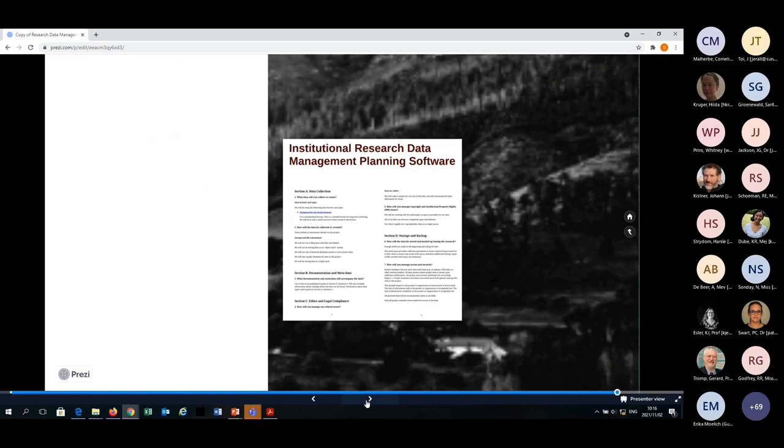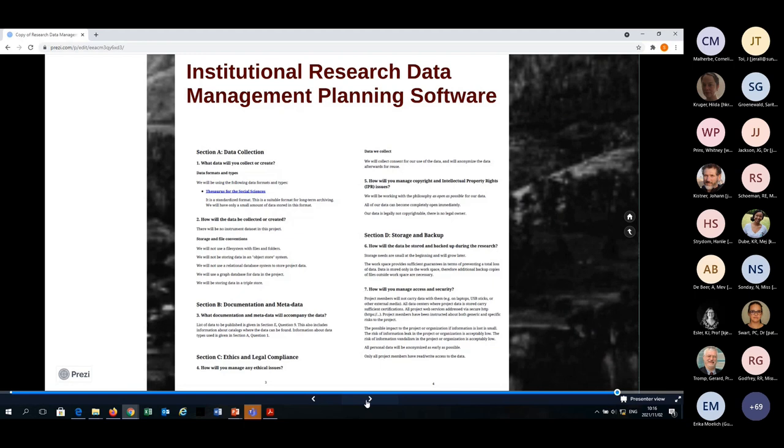So if I go forward, what I want to point out is that after researchers have completed the smart questionnaire, it generates a data management plan, which looks something like this. So even though what you answer will be multiple choice questions or options that allow you to select one or two options, the tool generates a bit of a narrative on a researcher's behalf that looks something like this. And it adheres to what are known as the core requirements for data management plans.